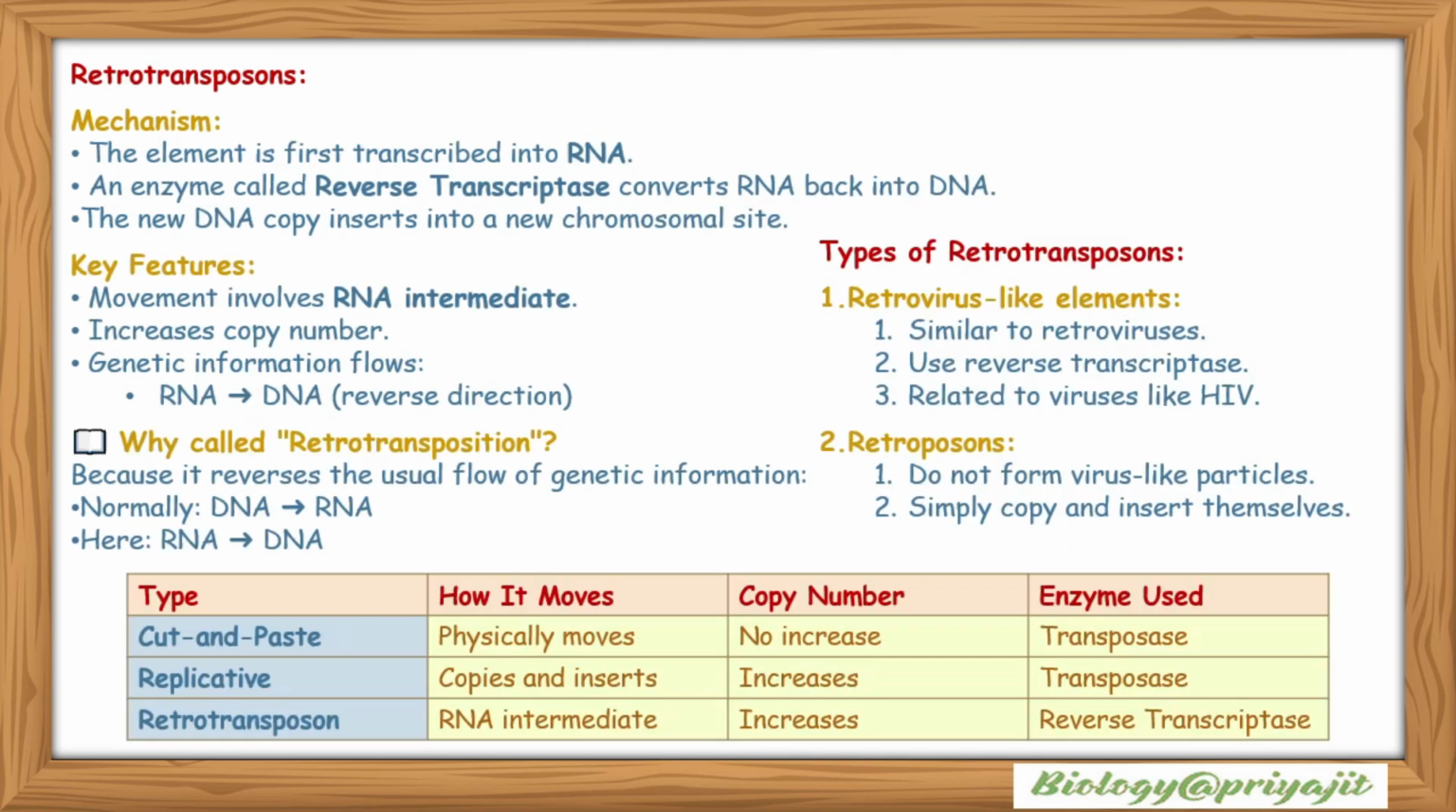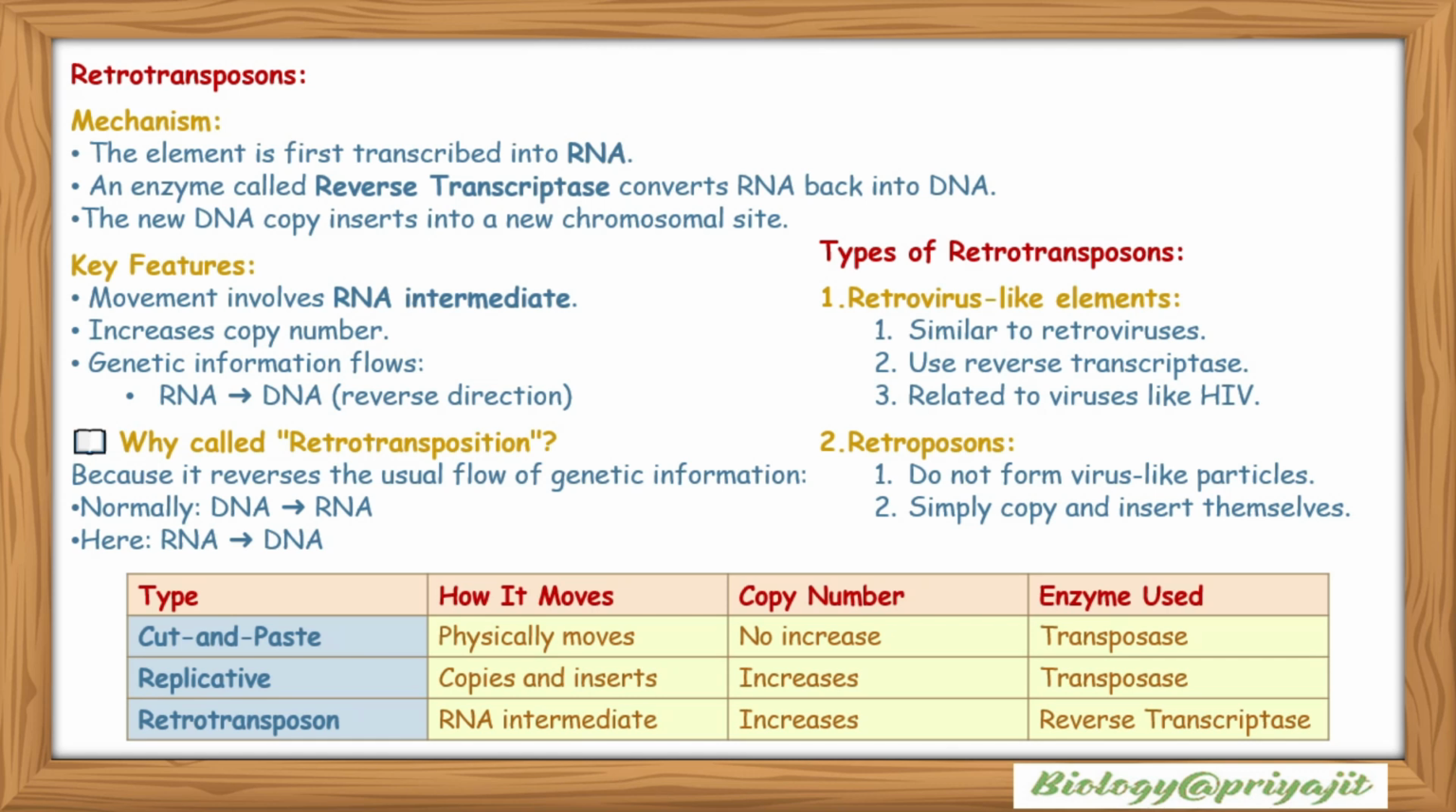Retrotransposons mechanism: the element is first transcribed into RNA. An enzyme called reverse transcriptase converts RNA back into DNA and the new DNA copy then inserts into a new chromosomal site. So the key features include movement involves an RNA intermediate, it increases copy number, and the genetic information flow is from RNA to DNA, that is, in the reverse direction. So why is it called retrotransposition? Because it reverses the usual flow of genetic information. Normally we know that it goes from DNA to RNA, but in this case it moves from RNA to DNA.